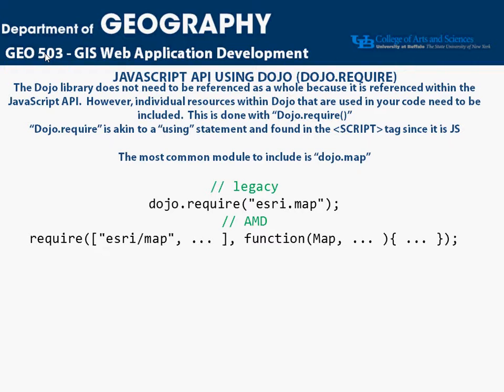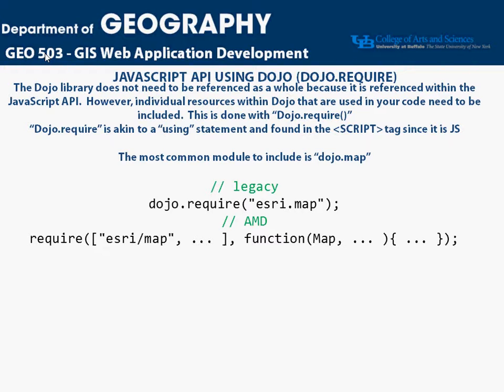So here are two ways in which we require an object, and as we go on in the course, you'll need more requirements. The one that you'll almost always want to require is this esri.map class. That's the class that enables you to create a map. The legacy, traditional way to do that is dojo.require and then, in quotes, esri.map.